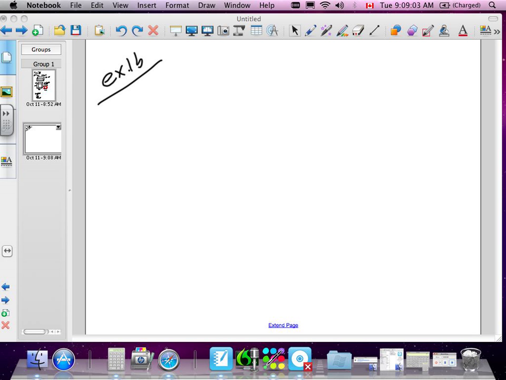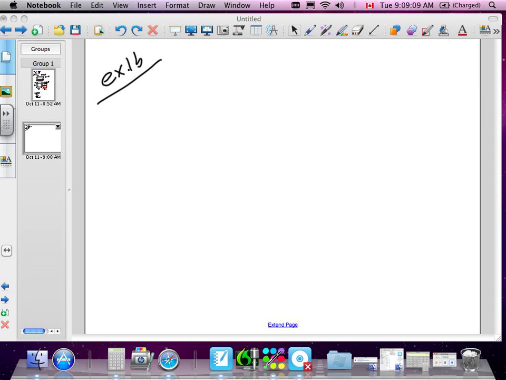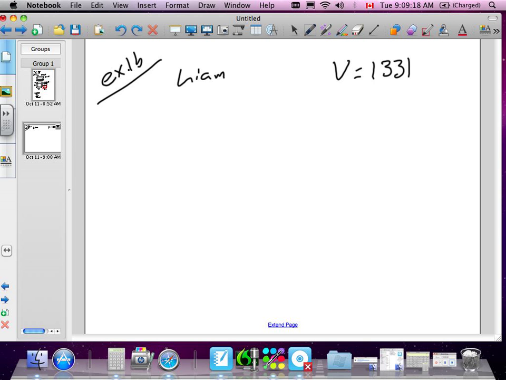Okay, in our second example, we have Liam constructs a rectangular prism with a volume of exactly 1,331 meters cubed. So they've given us the volume this time. Liam built a rectangular prism, and the volume of the object was 1,331 meters cubed. That's huge. Okay, so we have the volume of this cube.